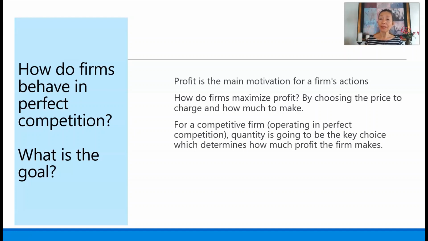Now, in a perfectly competitive structure, there is no choice about how much to charge. It is the market that is going to set the price. So quantity is going to be the key choice that determines profitability for the firm.